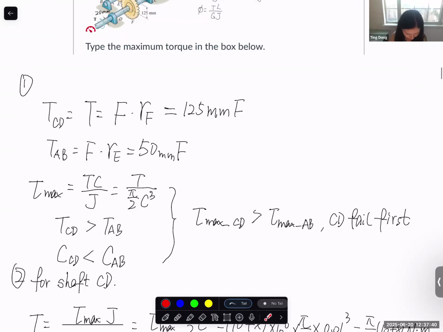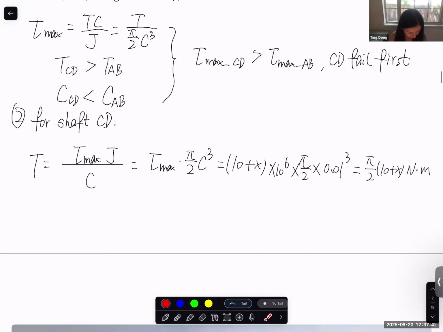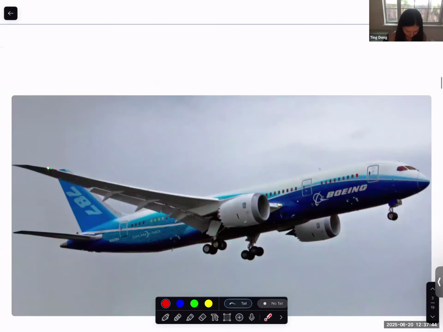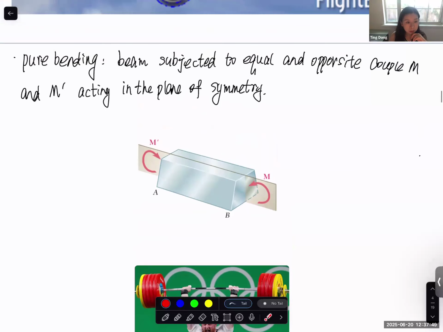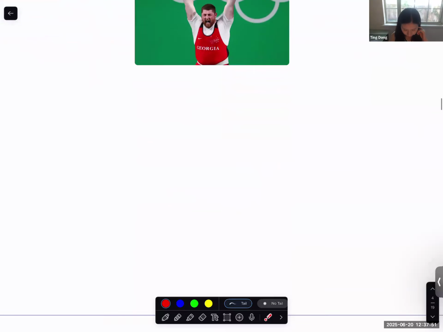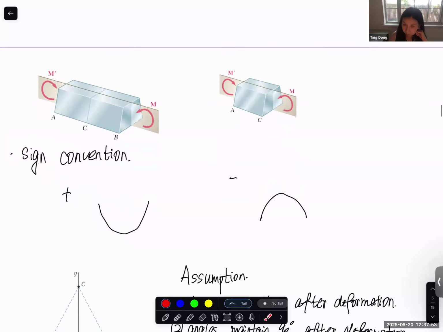Okay, so if no question, we can continue with the class from last time. In the last class, we talked about pure bending, which is the simple situation for bending when the bending moment is constant for the whole section.